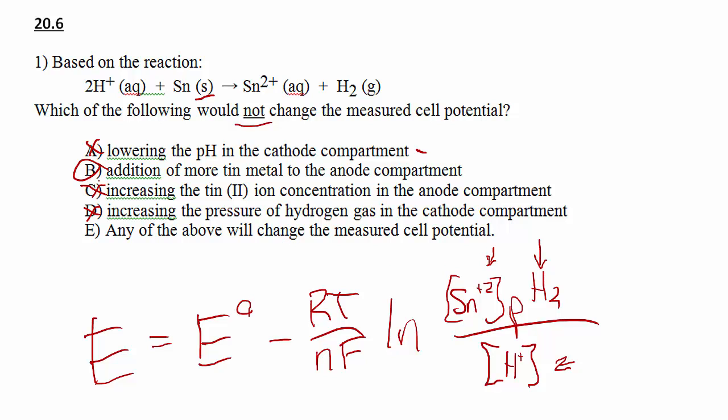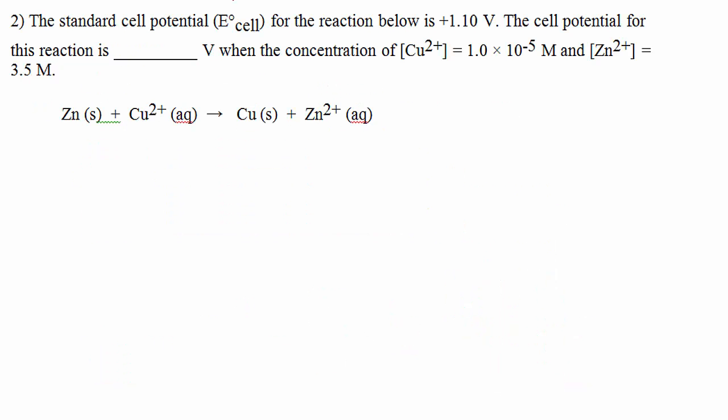Nope. B wouldn't change because tin is a solid. The concentration of the solid isn't going to change. It's dropped out of every equilibrium expression that we've ever used because it's a pure substance. It's packed in. Whereas the concentration of things in solution can change. You can add more H+, remove it. For H2, you can change the pressure, which would change the concentration of a gas. So really, adding more tin metal isn't going to change the voltage.